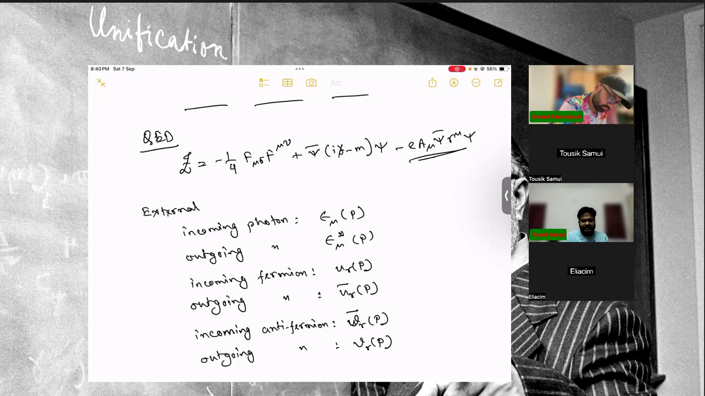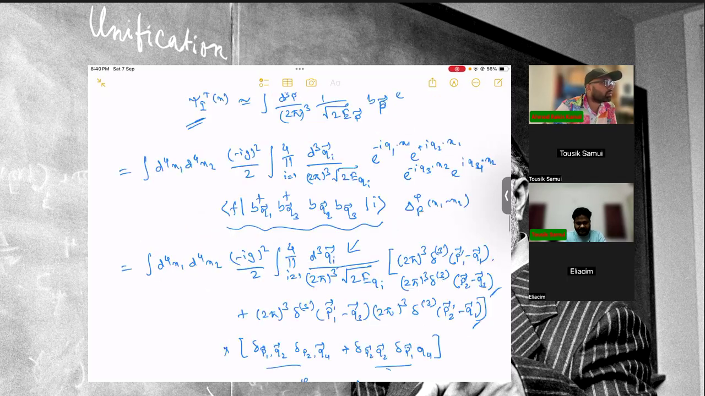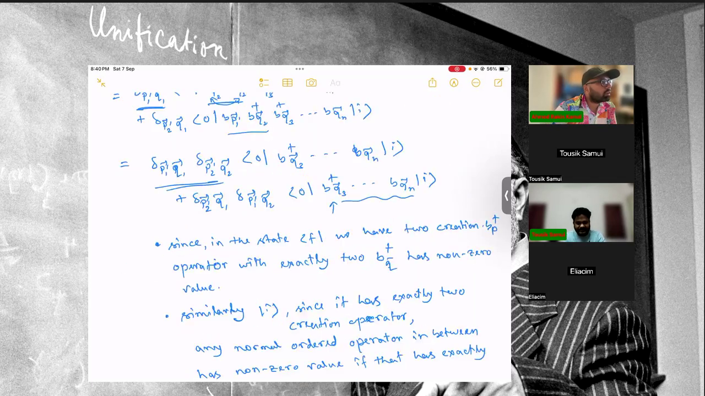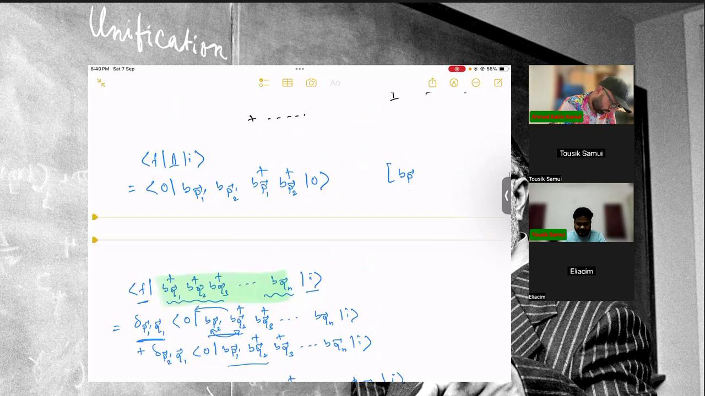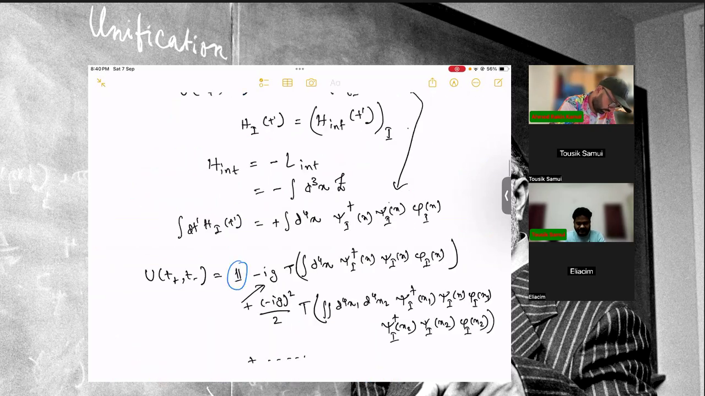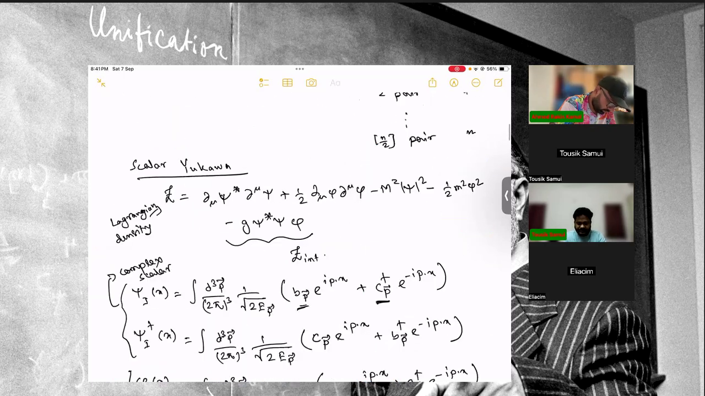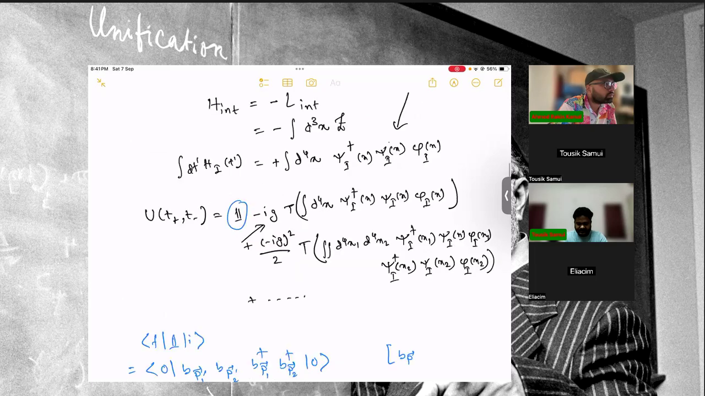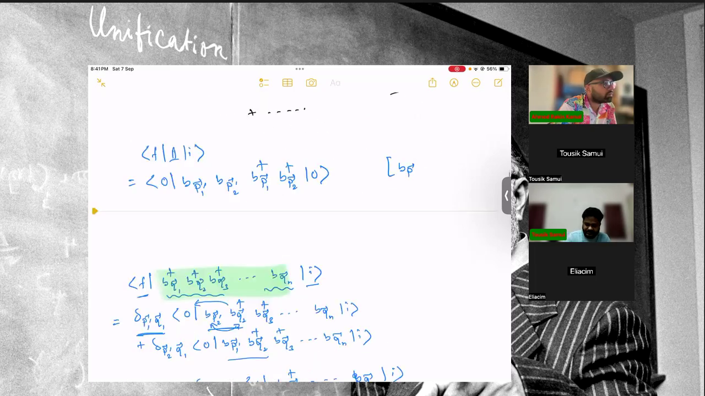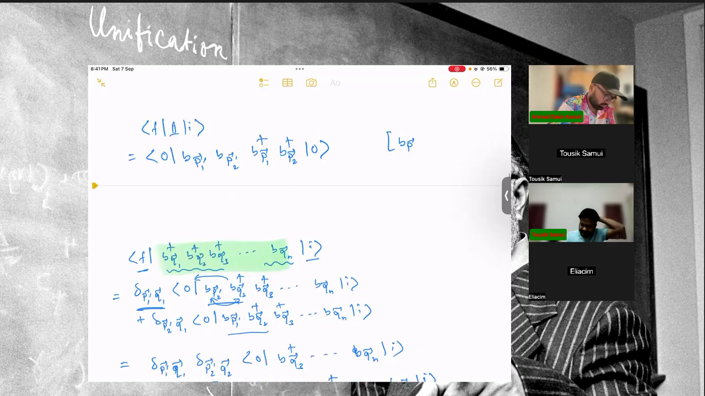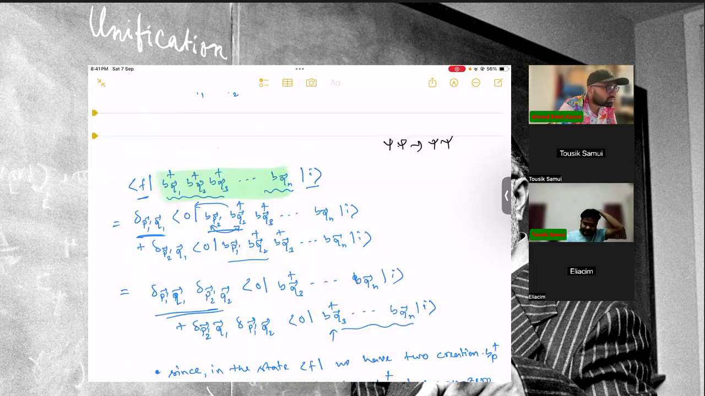But this antiparticle in the outgoing state will correspond to a particle, because of what we actually calculated in the previous example. Here, for example, we were trying to see psi going to psi, right? But even then, psi bar, yeah. I'm sorry.